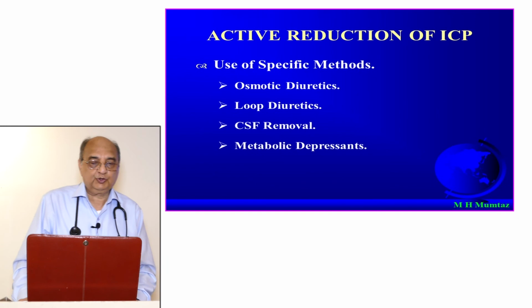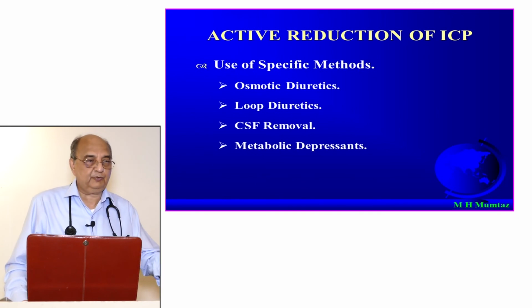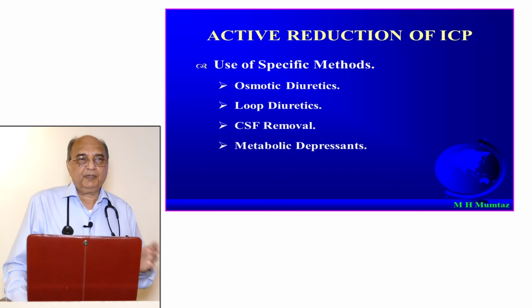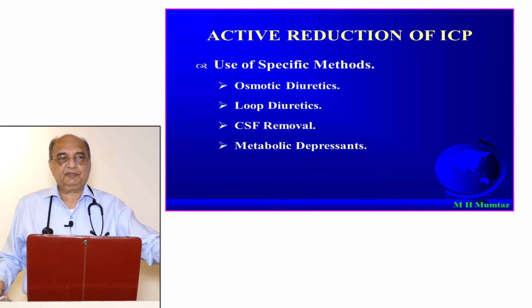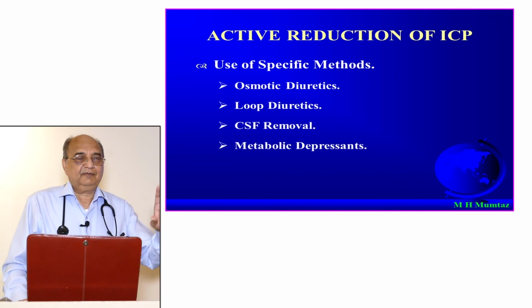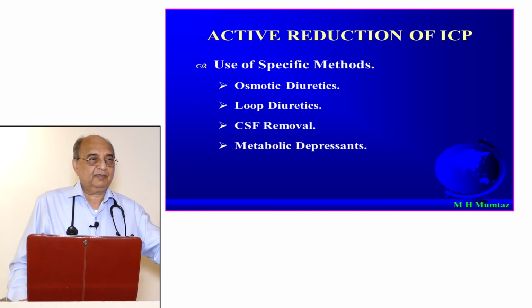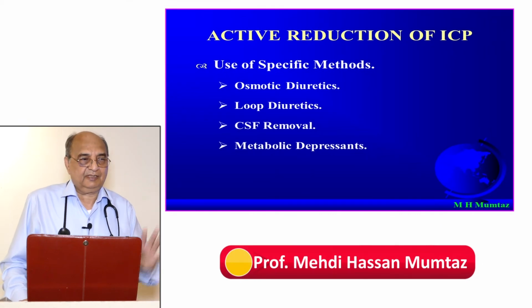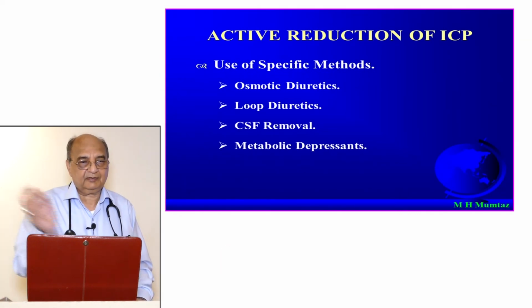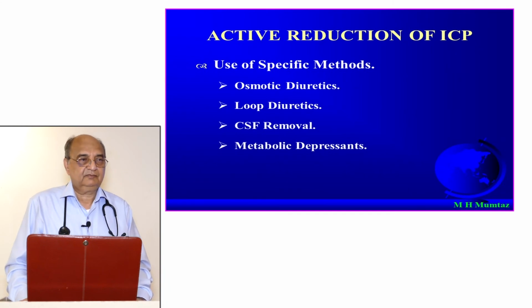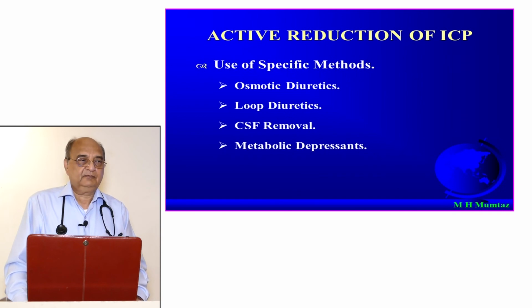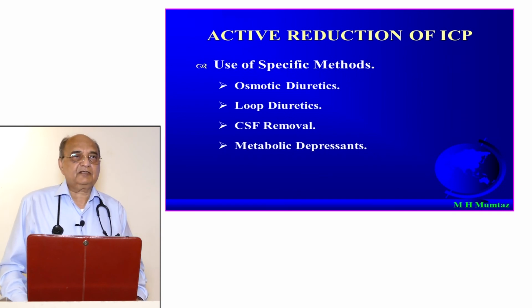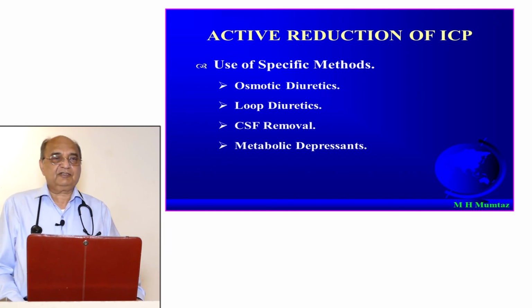Active reduction, use of specific methods. You use osmotic diuretics. You can use loop diuretics also if there is hypervolemia, right? Then CSF removal. We remove CSF from behind. If the brain is still turgid, the surgeon says the brain is still tight and hard. Then ask him to drain CSF from the lateral ventricle so the brain can relax. Then we also give a metabolic depressant, so that brain activity is depressed and does not increase the ICP.